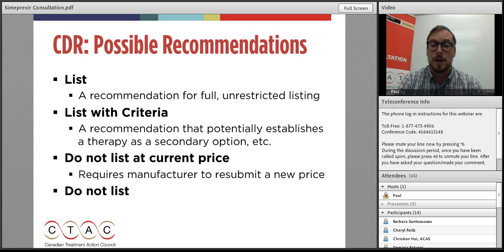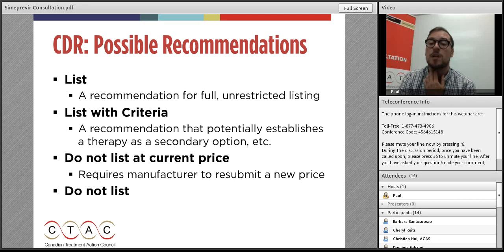One of the ones that might make sense for a lot of people on the call is to recommend the drug, saying that it's safe and effective and important, but to not list at the current price, and then require the manufacturer to go back and resubmit a new price, or rather hint to public plans to negotiate, to require a different price than what was submitted to the Common Drug Review.